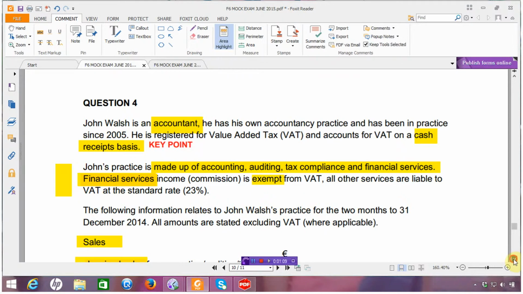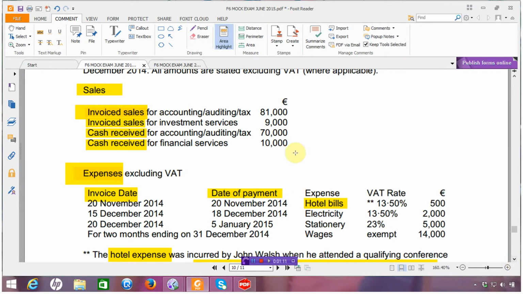Moving down the question, fairly standard setup within an F6 VAT question. We're given some information on sales and indeed on expenses. And key point here in relation to sales is that we're given details in relation to invoiced amounts and indeed cash amounts. Now, if he's on a cash receipts basis, then obviously what's relevant to him is what he receives in, not what he invoices. Again, more of that later.